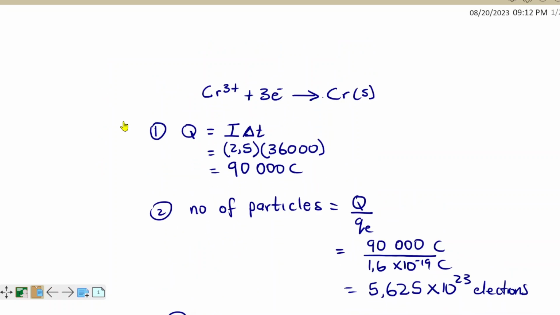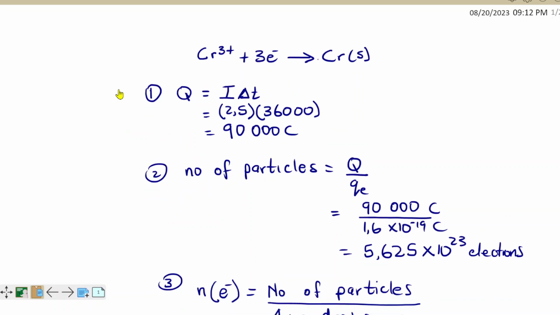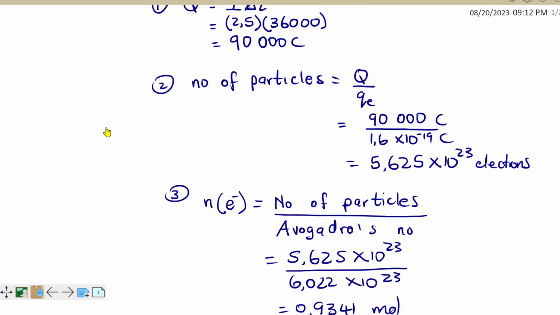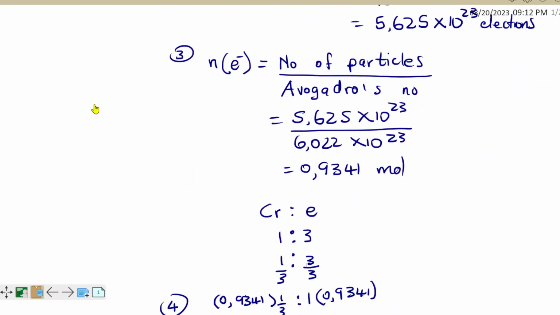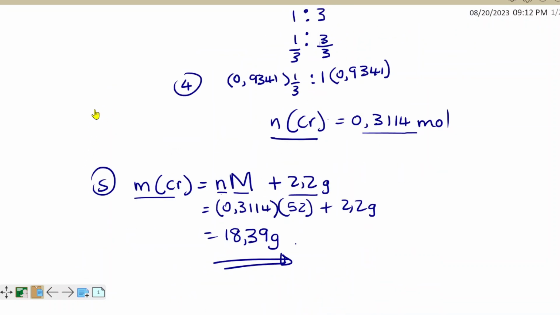So on the first one they gave you the mass, they said find the current. On this one they gave you the current, they said find the mass. So you need to know both ways. If you want the mass, you have to start on the current calculation. If you want the current, you have to start on the mass calculation. So yeah, here it is. Step 1, find Q. Step 2, find number of particles. Step 3, find the number of moles of the electrons. Step 4, check the ratio between the chromium and the electrons. Step 5, we find the mass.